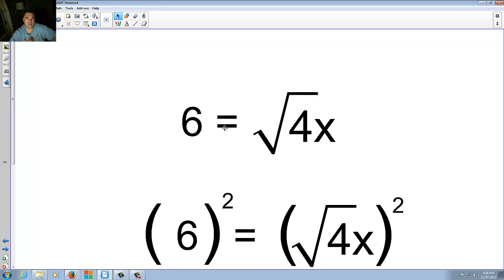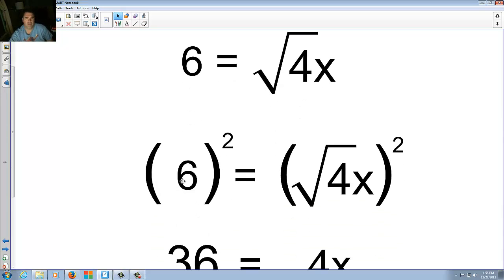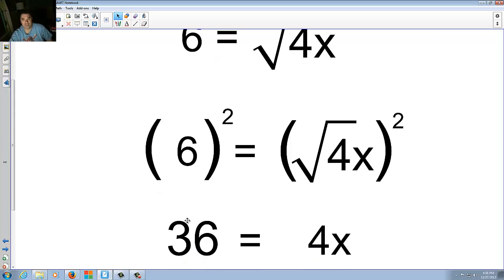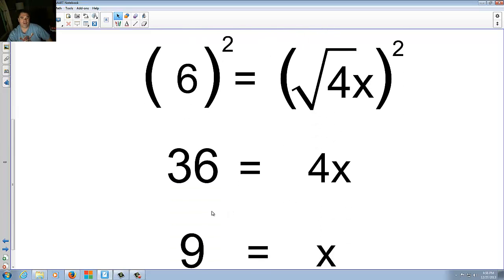Take a look here. 6 equals root of 4x. Step 1, square both sides. We'll square the 6, we'll square all this. So the square of 6 is 36, and the square of square root 4x is just 4x because the square root and square cancel. And now to get x by itself, instead of times 4, divide by 4, divide 4 on one side, divide 4 on the other, and you get 9.